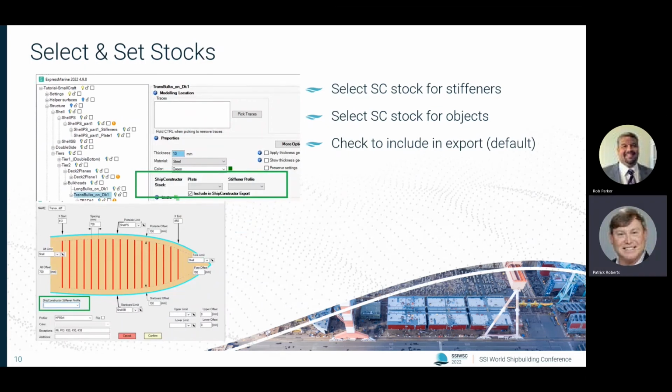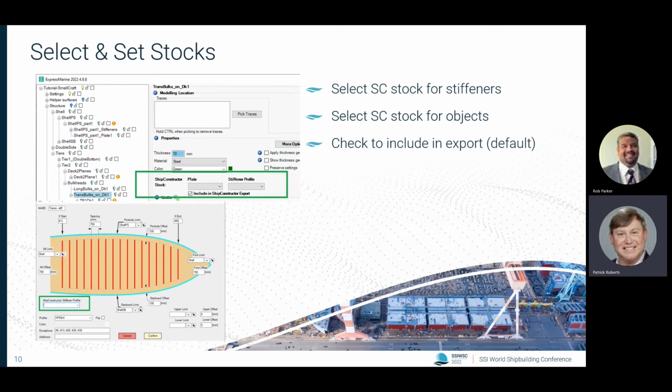Then, to have a successful export, we need to align or synchronize the stocks in ExpressMarine with the stocks in ShipConstructor, because ExpressMarine can be used also, of course, on its own, and we have our own library of stocks, stiffeners and plates. And to make sure that we get the correct stocks in ShipConstructor, we have to align and synchronize. And the way we do it is that the moment that you connect to the ShipConstructor project, you will get the stocks for stiffeners and plates available in your ExpressMarine user interface. And then you have two options.